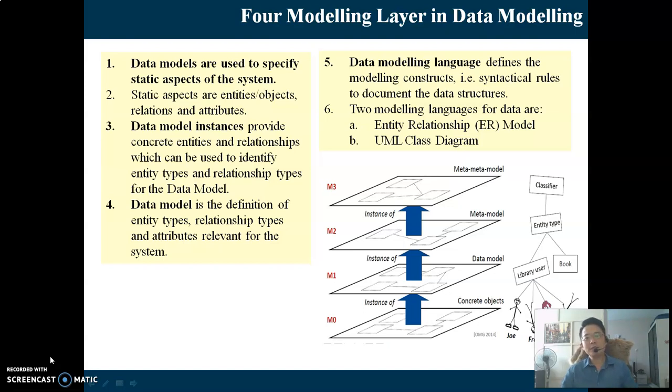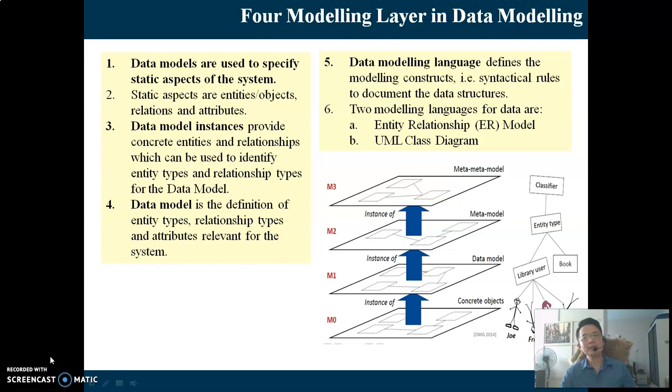Data model: if you look at the figure on the right-hand side, with concrete objects at the bottom, when you identify the class, you get the data model. The data model, hence, is the definition of entity types, relationship types, and attribute levels for the system. To represent the model, we need a suitable language. And the language that we have chosen is graphical in nature.